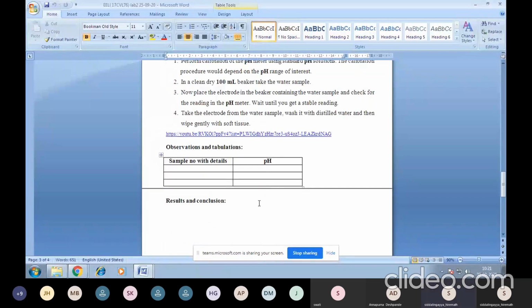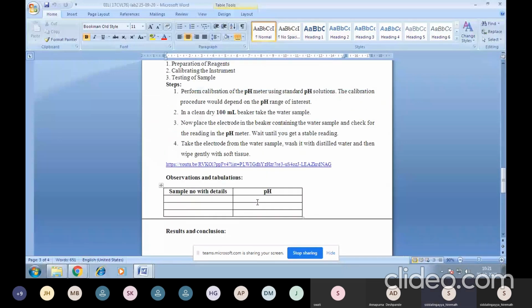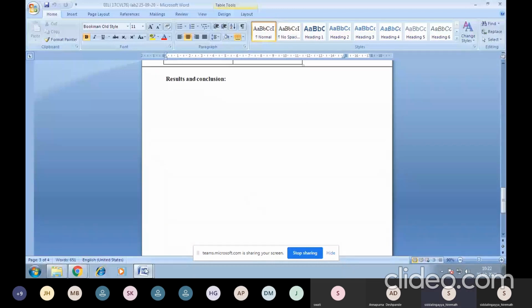Now this is the observation and tabulation for pH. That is, the first column shows the sample number with details, and the second column shows the pH directly here. So this is about the first experiment. Okay, once again I suggest you go through the video which is uploaded on YouTube.